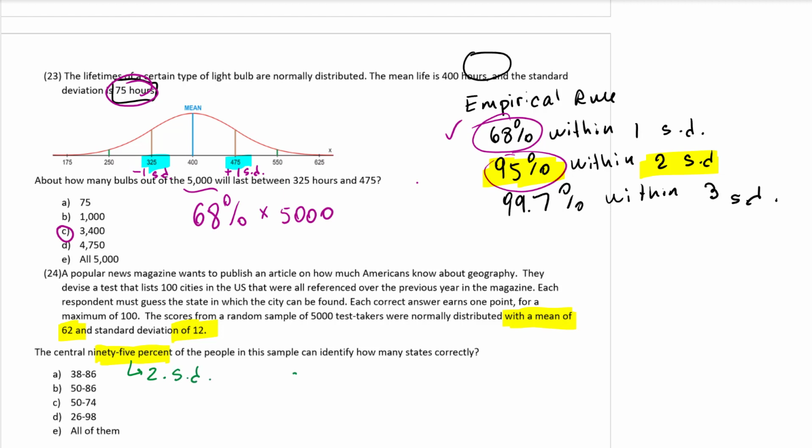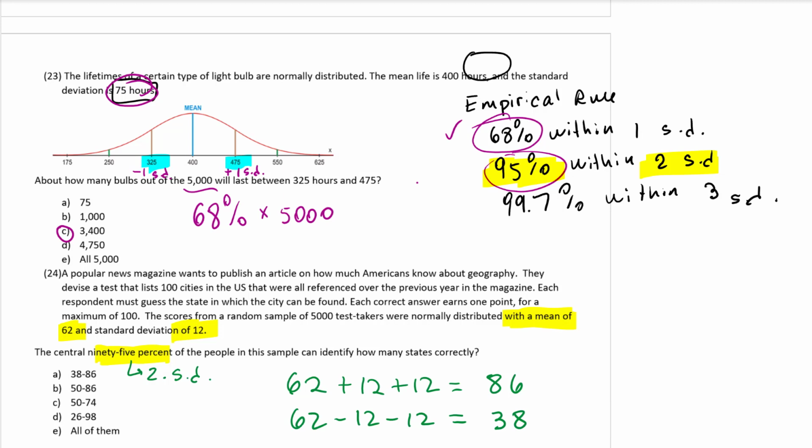You do 62, you add 1 standard deviation, and then you add another standard deviation, and you get 62 plus 24. That would be 86. All right, that would be the right side. And then you take 62 and you subtract 12 twice. So that gives you 50 minus 12. That would be 38. That's it.